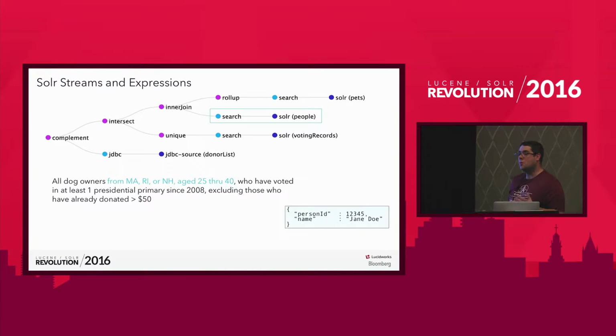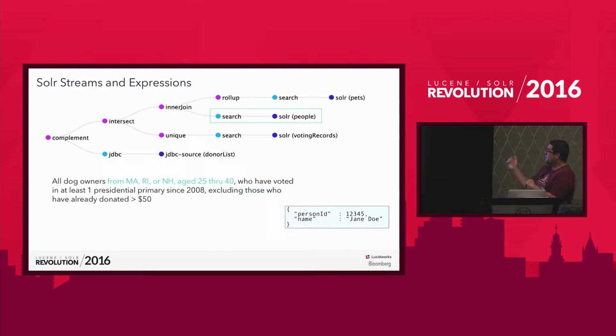We can make this even more complicated if we want to. So it's election season. Let's imagine we were a consultant on a campaign and we wanted to figure out a donor list. And for whatever reason, we were looking for dog owners in Massachusetts, Rhode Island, and New Hampshire, age 25 through 40, voted in at least one presidential primary since 2008, but we don't care about anyone who's donated more than $50 because they're probably not going to give us more money.